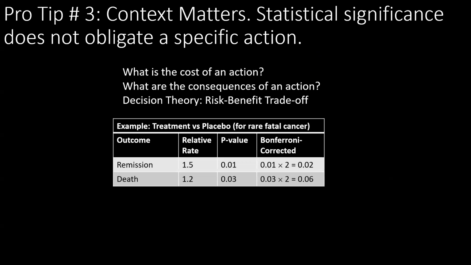Pro tip 3 is to understand that context matters. Finding a result statistically significant at whatever threshold doesn't obligate your action. So this is not a question of what do I do or what do I believe. It's really just a question of what do the data say.